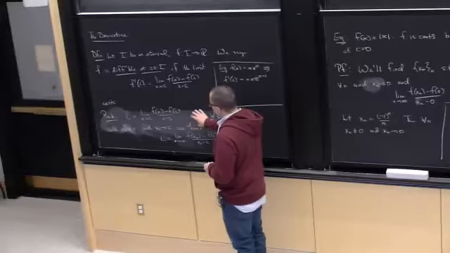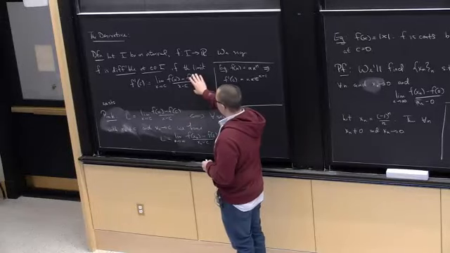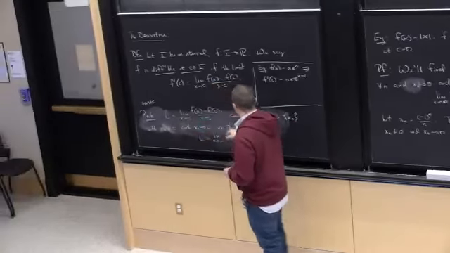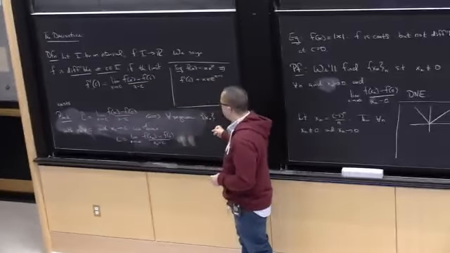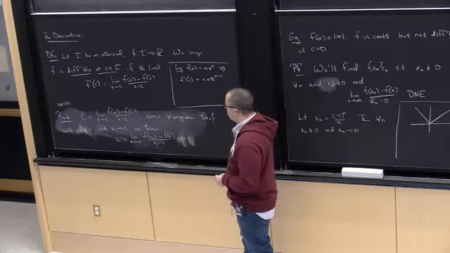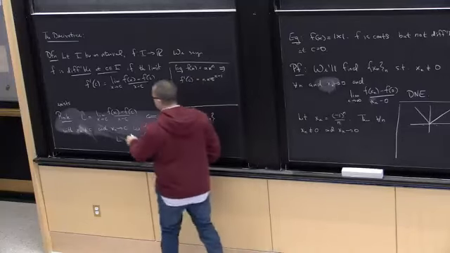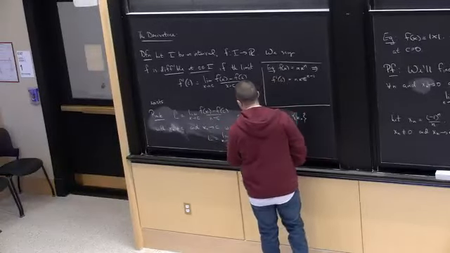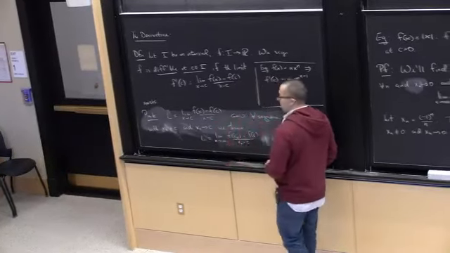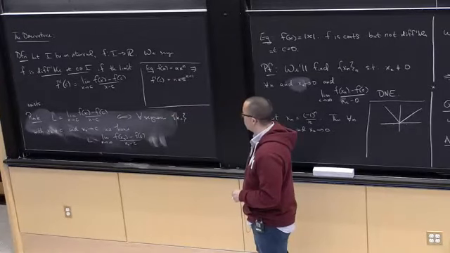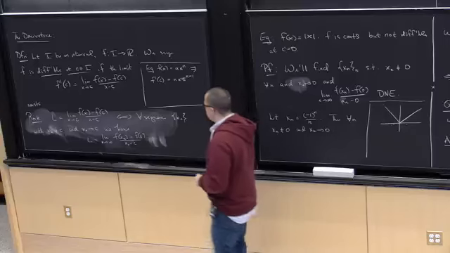So we can restate what it means for a function to be differentiable at a point with derivative L: if and only if for every sequence x sub n, with x sub n not equal to c for all n, and converging to c, we have that L is equal to the limit as n goes to infinity of the sequence of numbers f of x sub n minus f of c over x sub n minus c. Okay?